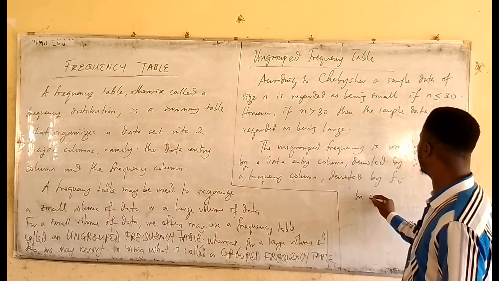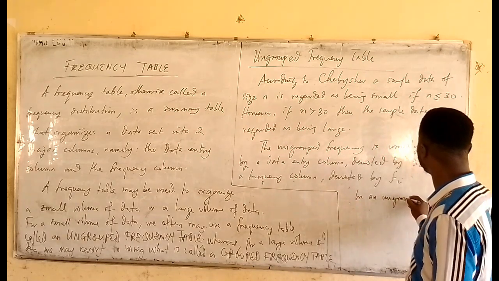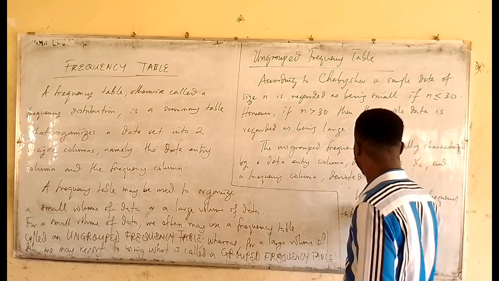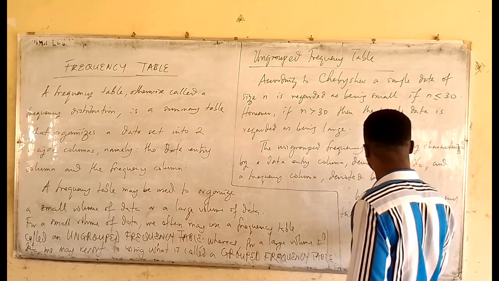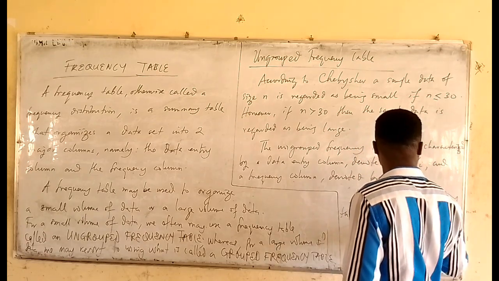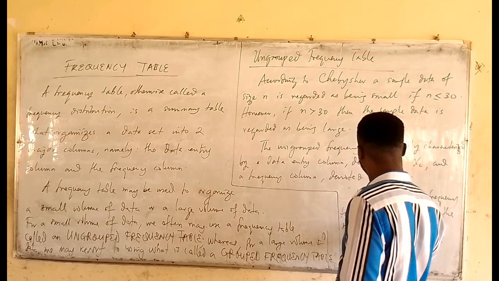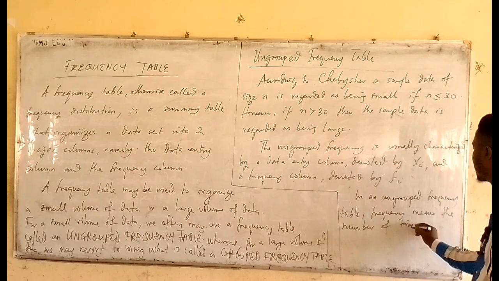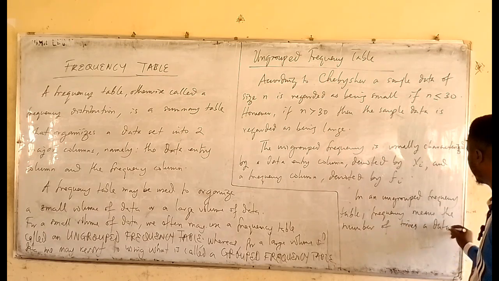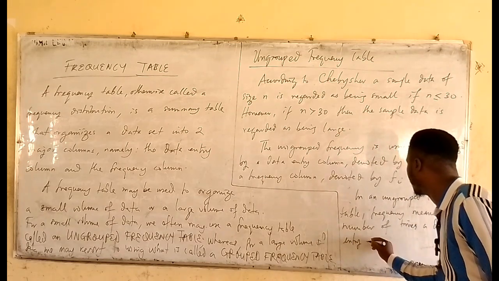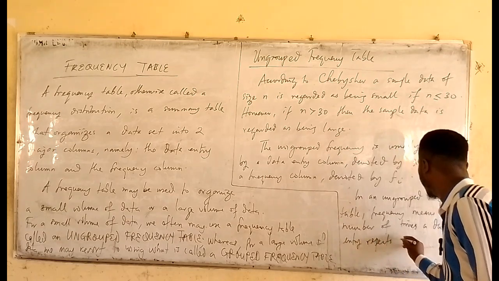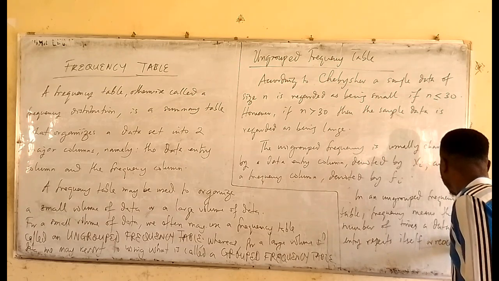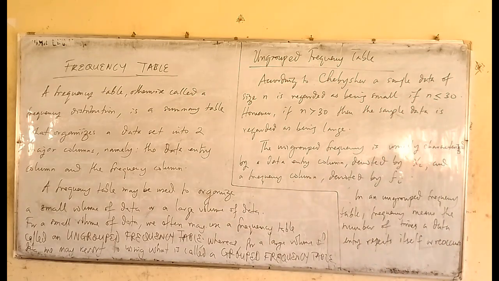In an ungrouped frequency table, frequency means the number of times a data entry repeats itself or reoccurs.